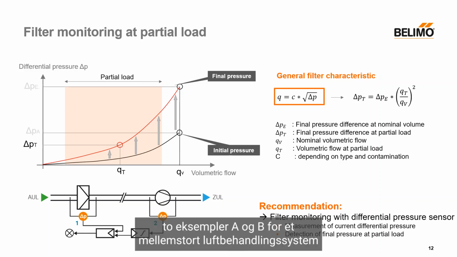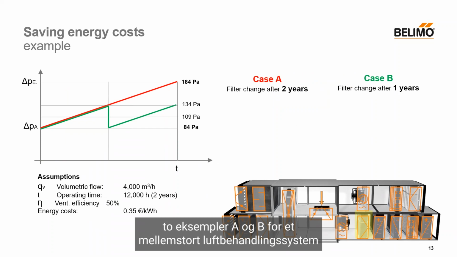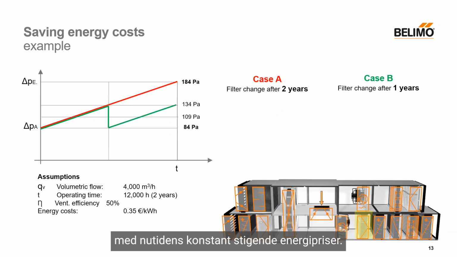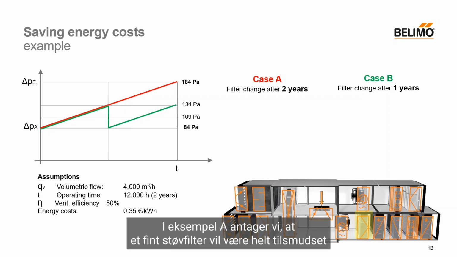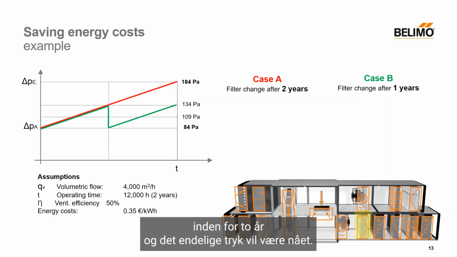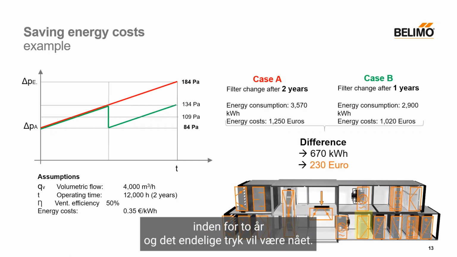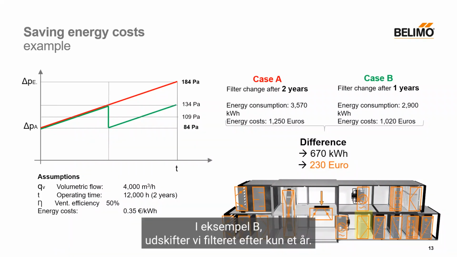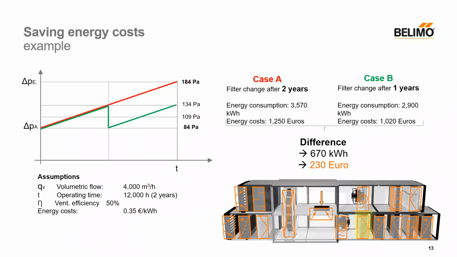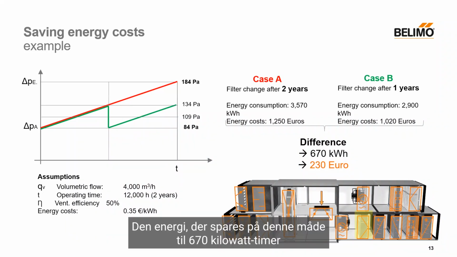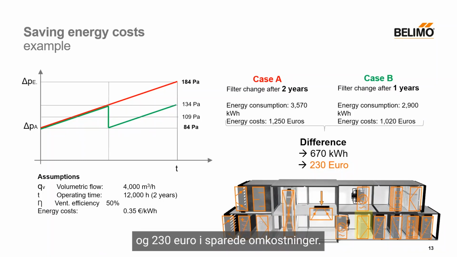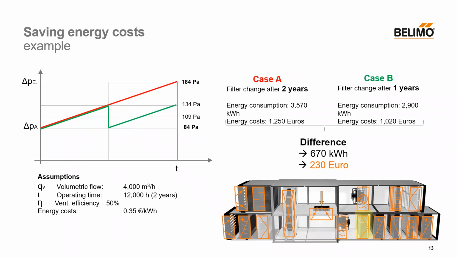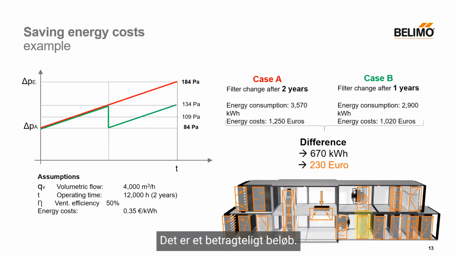Let us now consider two cases A and B for a medium-sized air handling system with today's constantly rising energy prices. In case A, we assume that within 2 years a fine dust filter will be completely soiled and the final pressure will be reached. In case B, however, we replace the filter after only 1 year. The energy saved in this way amounts to 670 kilowatt-hours and €230 in saved costs. That is a considerable amount.